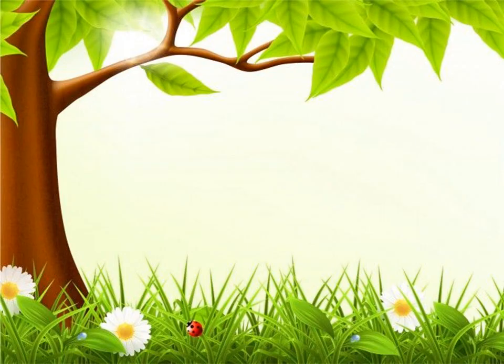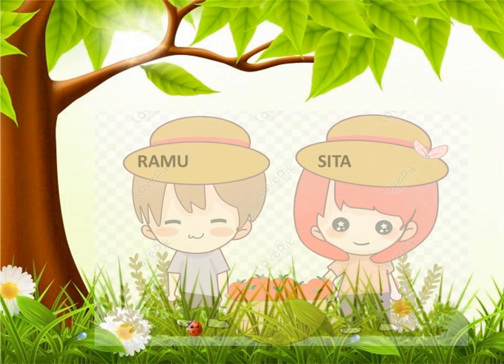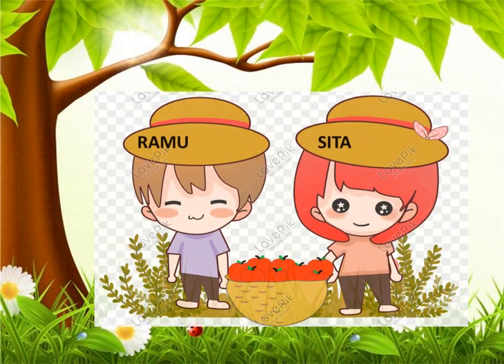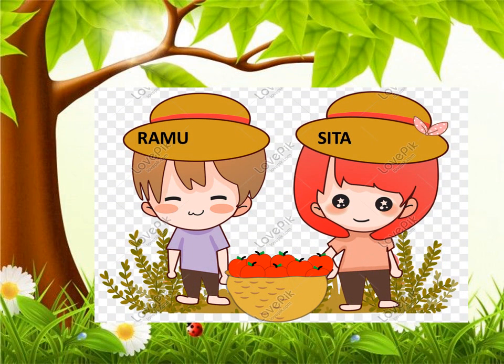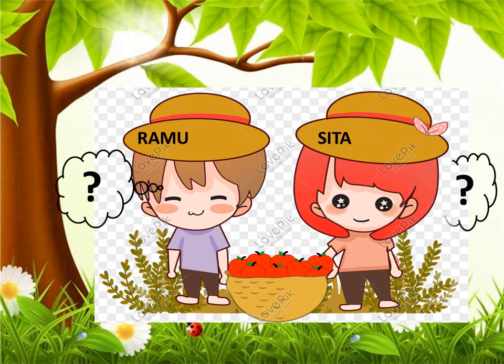Once Ramu and Sita went to their garden and plucked some apples. They want to share those apples among themselves. So they started counting apples they had plucked. But they were not sure how to share the apples among themselves. So they started thinking how to share the apples. Let us help Ramu and Sita in sharing the apples among them.